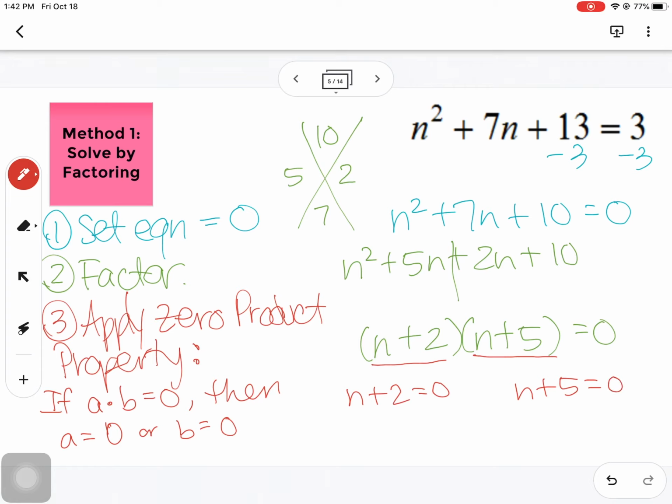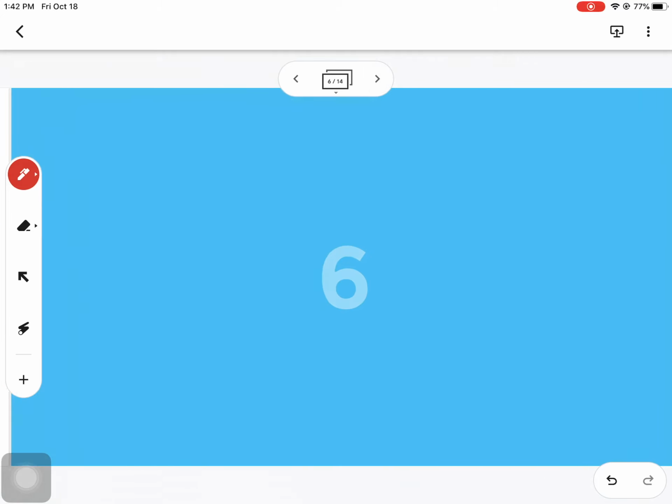Your final answer for these equations when I ask you to solve will be the number. So here when I solve the first one, I get negative 2. When I solve the second one, I get negative 5. Done. So that is your first method you're going to learn.